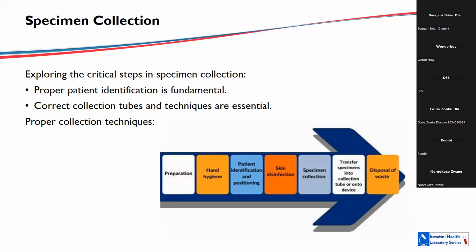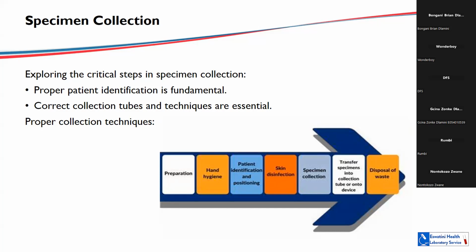We need to follow all those steps that are highlighted in the SOPs so that we avoid any transmission of infectious diseases. Then patient identification and positioning is the next step that we need to do. Then we disinfect the skin according to the SOP. Then we collect the specimen and then transfer it to the different tubes in the order of draw that is actually specified. Then the last part is the disposal of the waste.